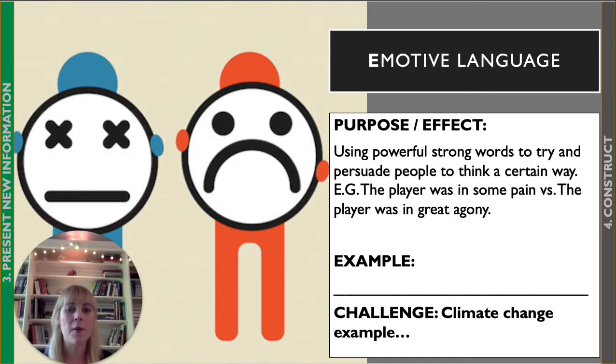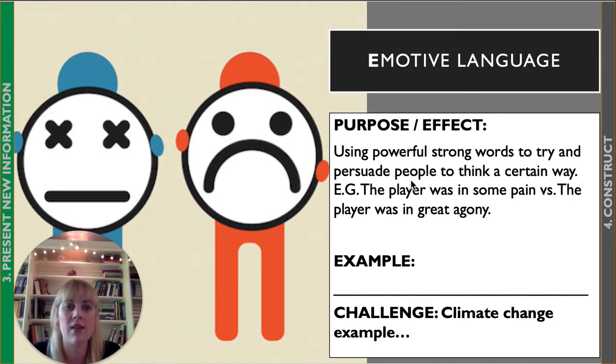So next one coming at you is emotive language, and for this one, think about the use of really strongly emotional words and how those can be used to persuade. What do we think the purpose and effect is? Well, you can use some of the information here to answer that: using powerful, strong words to try and persuade people to think a certain way.